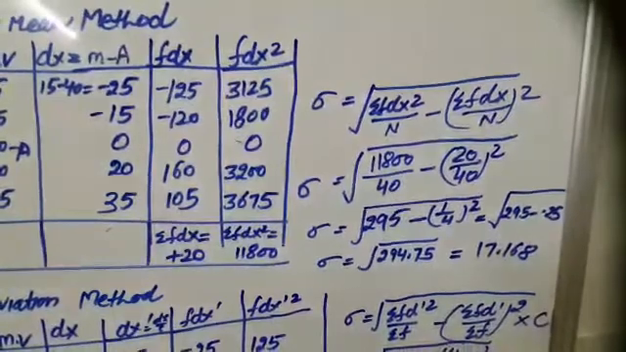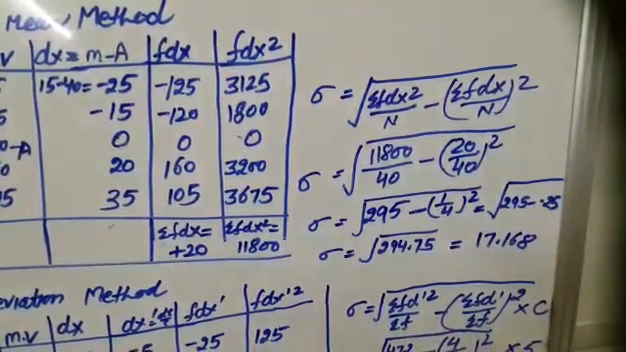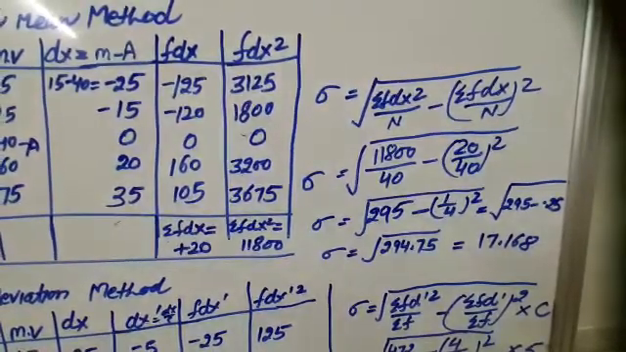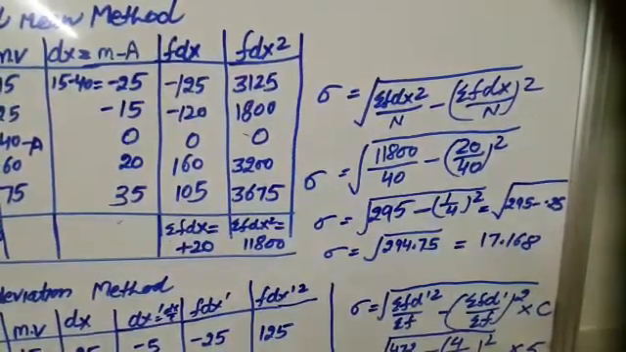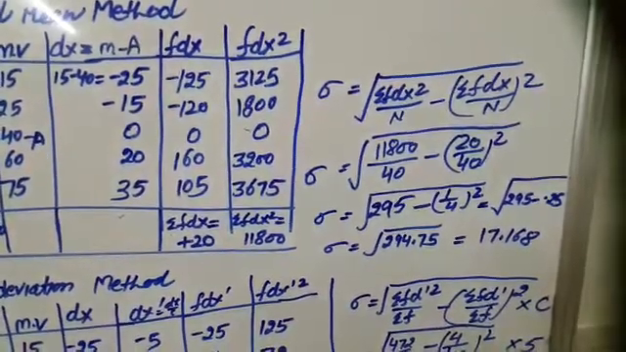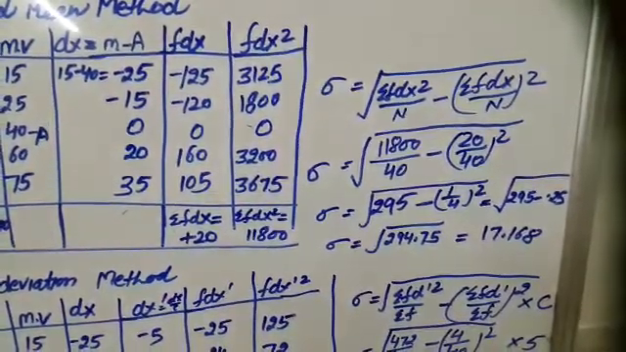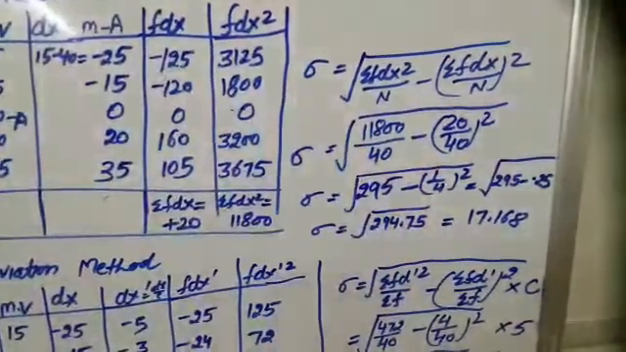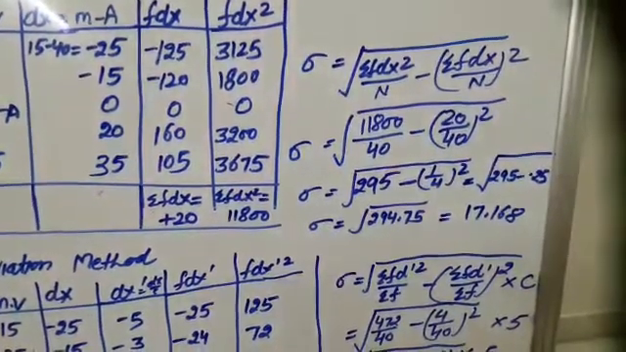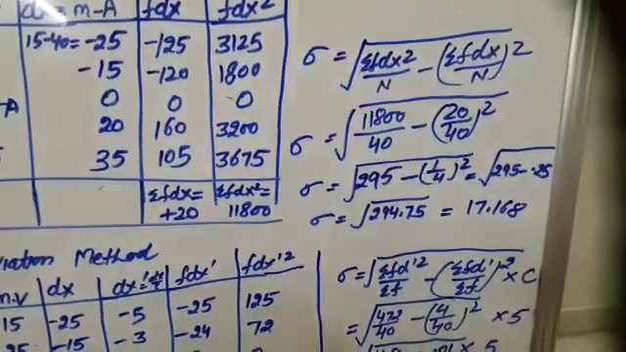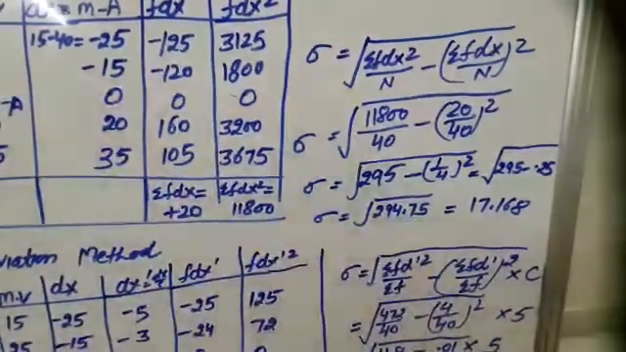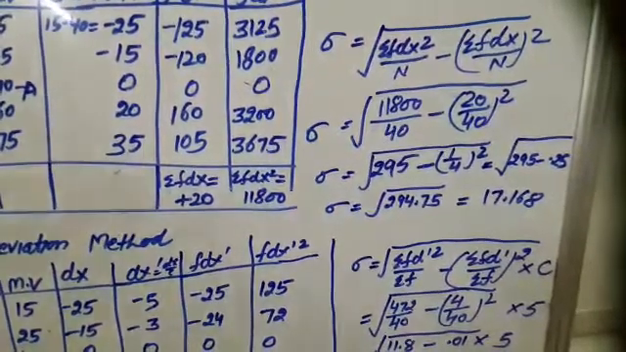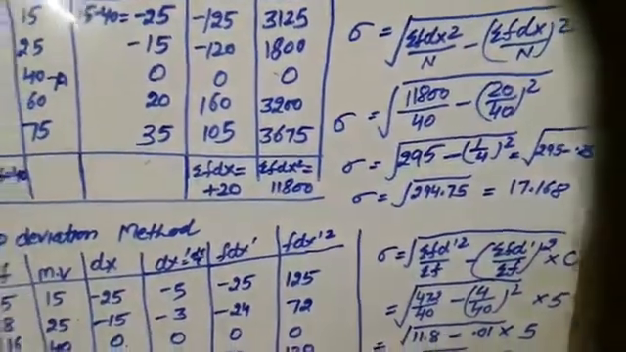Let us put the values in the formula. Formula for calculating is root of sigma f dx square upon n minus sigma f dx upon n whole square. Then after putting the values, we will get 11800 upon 40 minus 20 upon 40 whole square. Then after calculating, again we shall get 294.75, which is equal to 17.168.